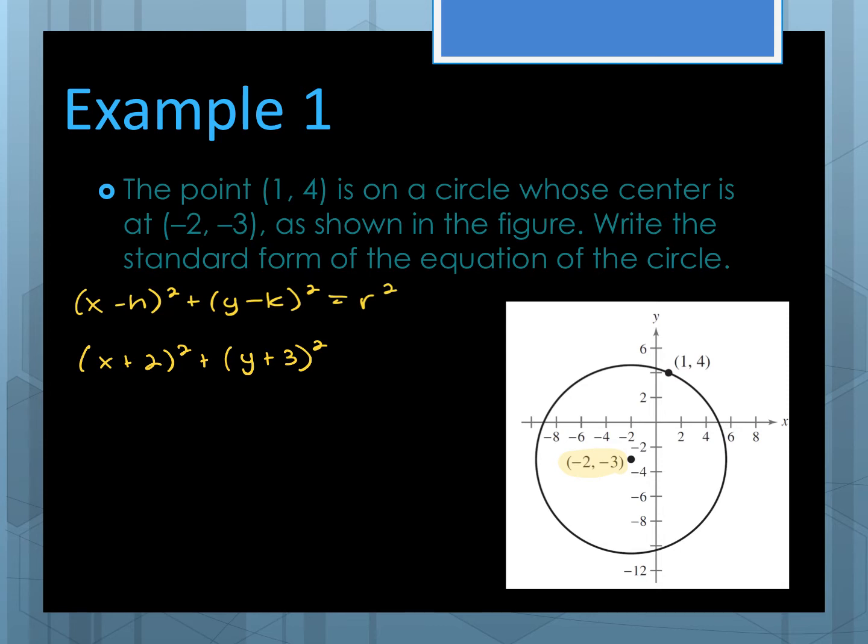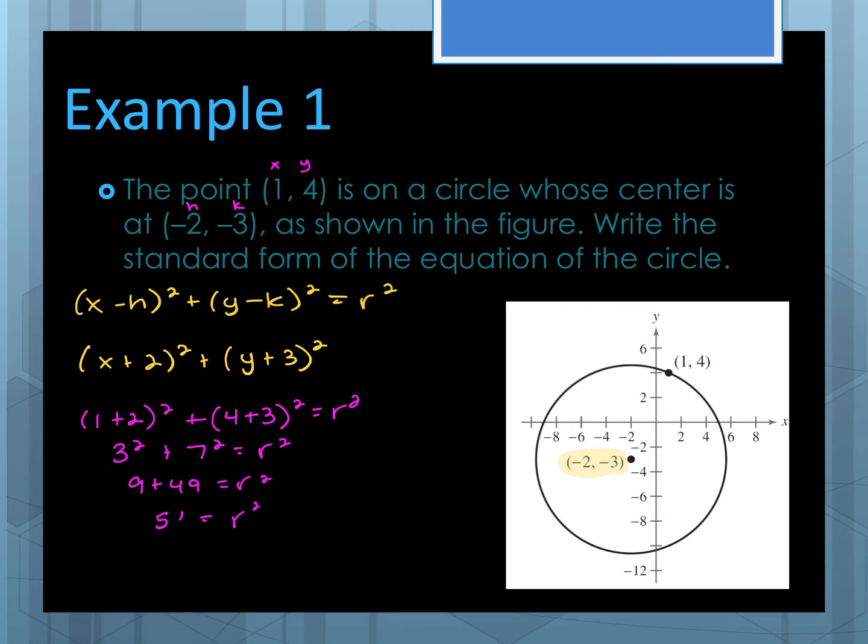There's more than one way to do this. What's one way? Yep, I could plug in all of those coordinate points. So this would be my x, and this would be my y, and this would be my h, and this would be my k. 1 minus a -2 becomes plus 2, squared, plus y, which is 4, minus a -3 becomes plus 3, squared, equals r squared. 3 squared plus 7 squared equals r squared. 9 plus 49.